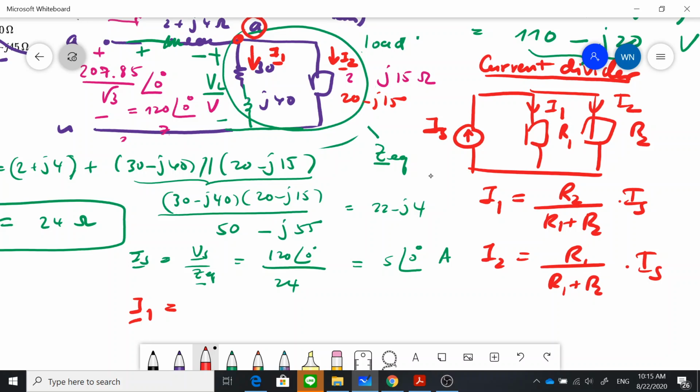Impedance, which is 20 minus j15 divided by the sum of these two. What is the sum of these two? This is 50, right? 50 and minus j25, correct? Oh, sorry, this is plus j25.